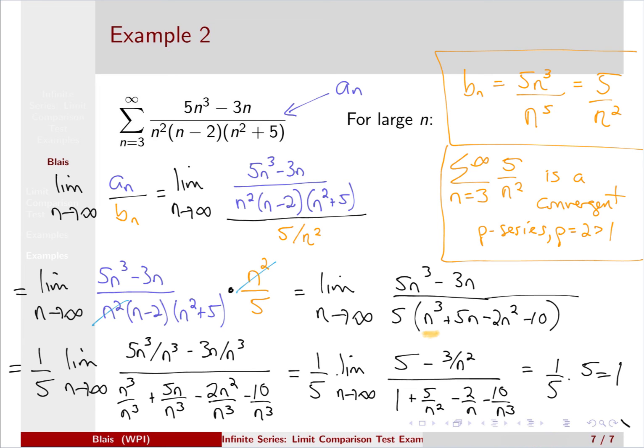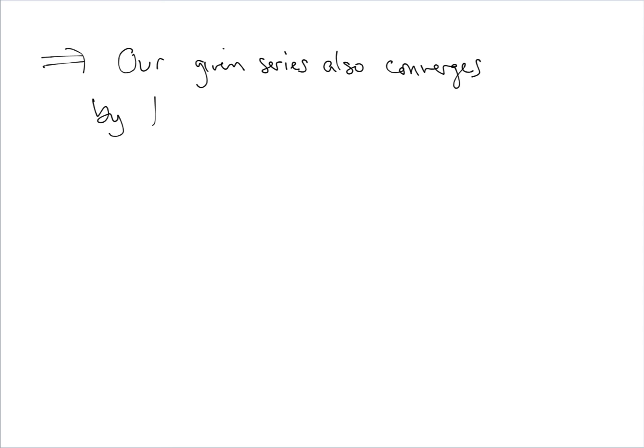And this means we have now established the condition that we need for the limit comparison test. So we have the ratio of the terms, an over bn, as n goes to infinity, being 1. And we know our simpler series is a convergent p-series. Therefore, our given series also converges by the limit comparison test.